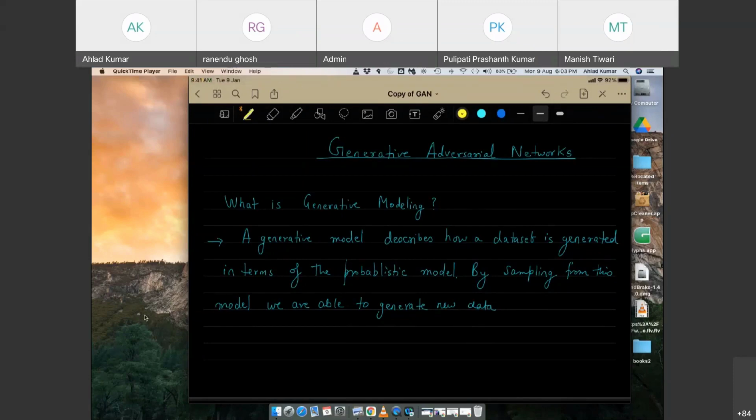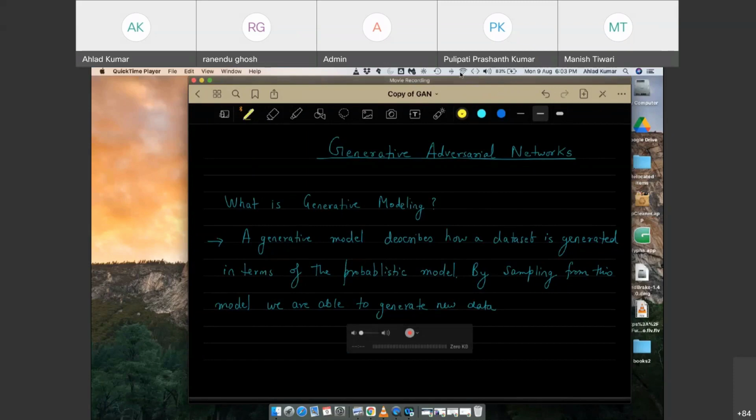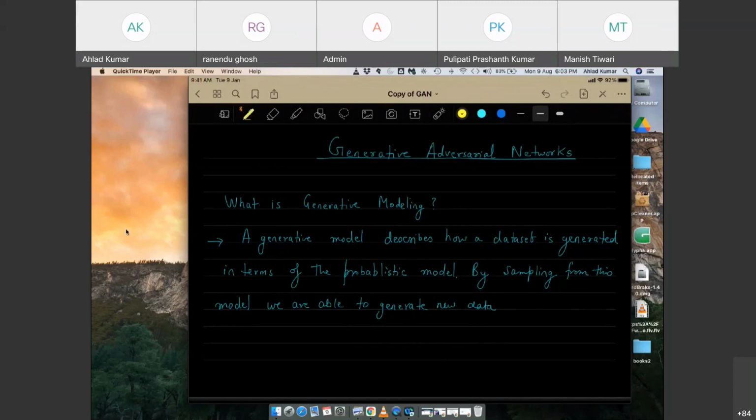Okay, so today, as far as the schedule is concerned, we will be discussing generative adversarial networks. Whatever questions you have in between, you can ask directly so that we can discuss it. So today's discussion is about generative adversarial networks. Let us start this.